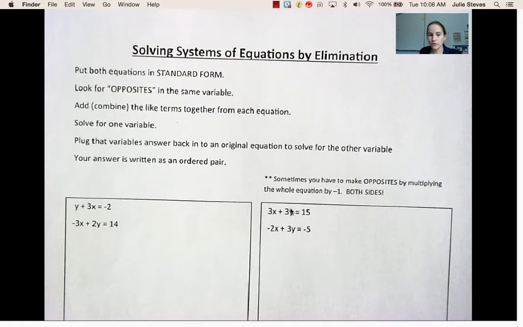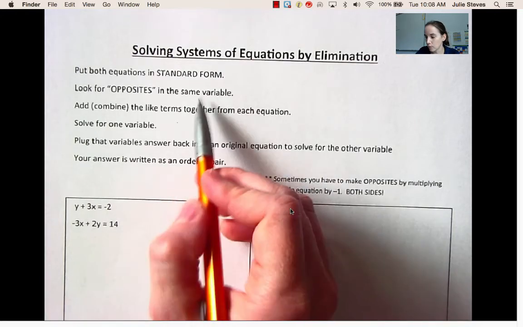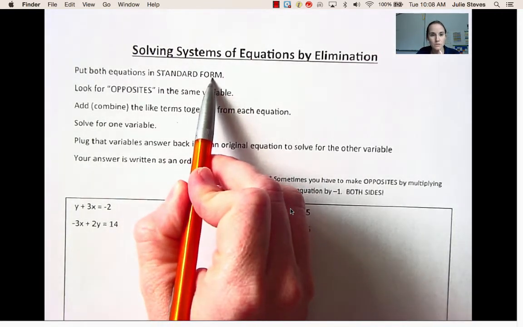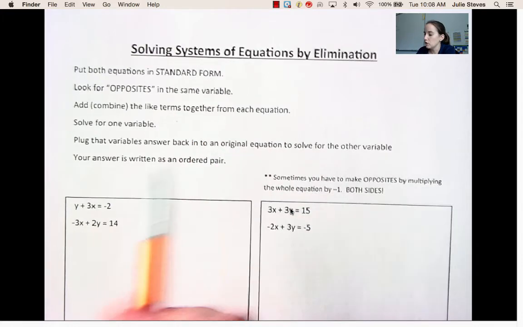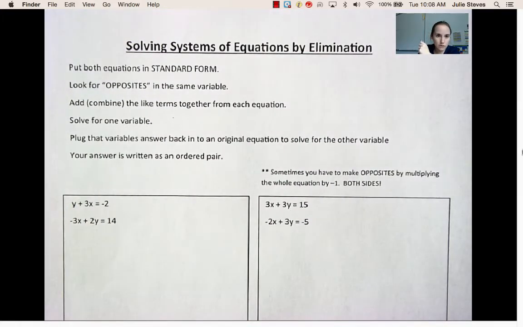So the first thing that you want to do is make sure that you have your equations in standard form, ax plus by equals c. And then you're going to try to eliminate a variable. So when you eliminate, you try to make the same value, but they're opposite. So you have one positive and one negative, so that when you combine them together, it will cancel.